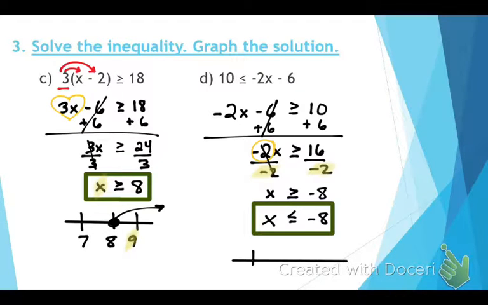Okay, let's graph this one together. Who would like to graph it for me? Christopher, come on up. Okay, so let's see what he did. He says it's a closed circle. Do we agree or disagree? I also agree there is an equal sign, so very good job. And then his arrow says all solutions are less than negative 8. Is this correct? It is correct. Thank you, Christopher. Great work.